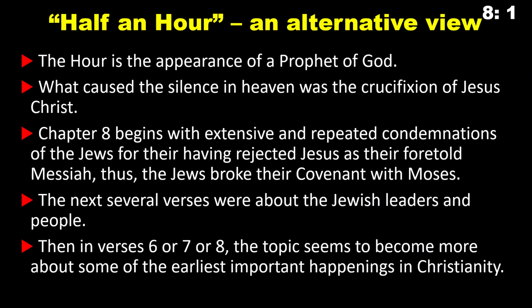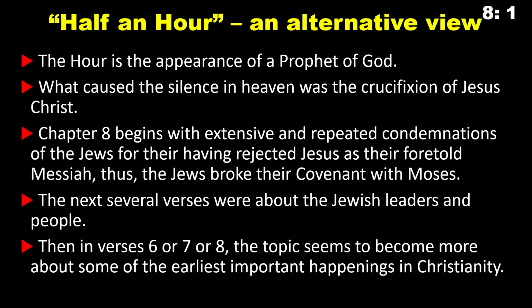The chapter begins with extensive and repetitive condemnations of the Jews for their having rejected Jesus as their foretold Messiah. Thus the Jews broke their covenant with Moses. Moses had promised that there would be a prophet sent to the Jews who would arise among them. When they failed to recognize this prophet, they broke that covenant. Although chapter 8 began with the crucifixion, the next several verses were about the Jewish people. That is why I believe that those first 6 or 7 verses are principally about Judaism.